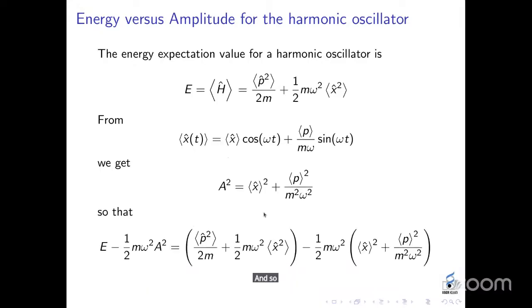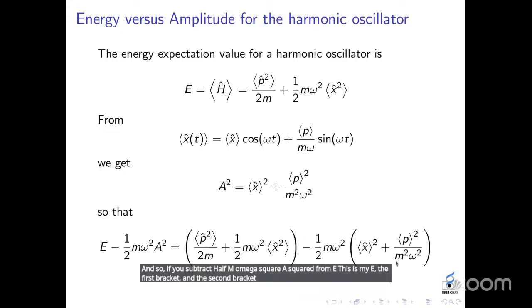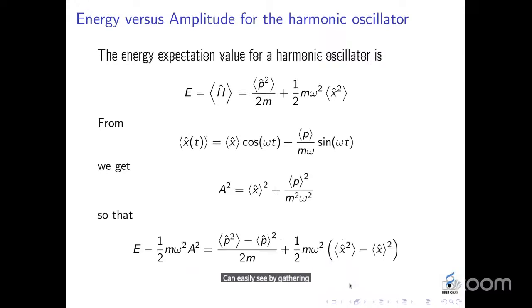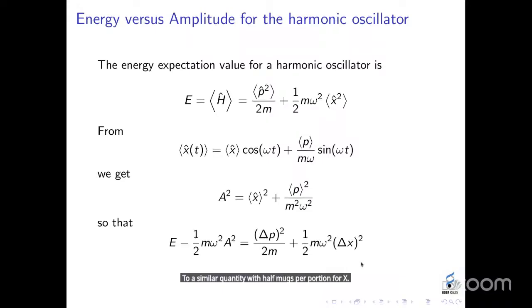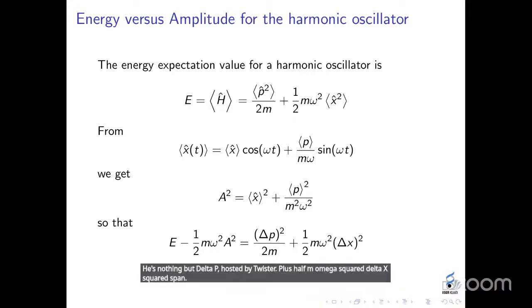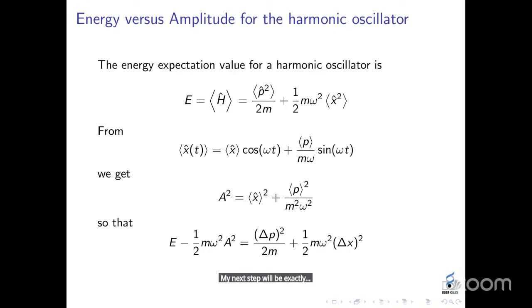And so if you subtract half m omega squared a squared from E, this is my E, the first bracket, and the second bracket is minus half m omega squared times a squared. You can easily see by gathering terms together that this simply becomes the expectation value of p squared minus the expectation value of p whole squared, divided by twice m, plus a similar quantity with half m omega squared coefficient for x. It is nothing but delta p whole squared by twice m plus half m omega squared delta x whole squared. My next step will be exactly trivial algebra.